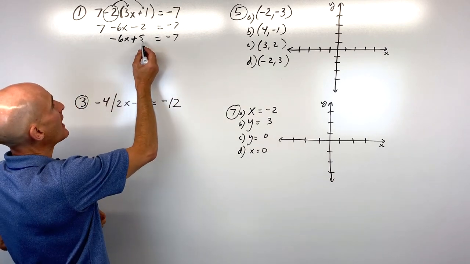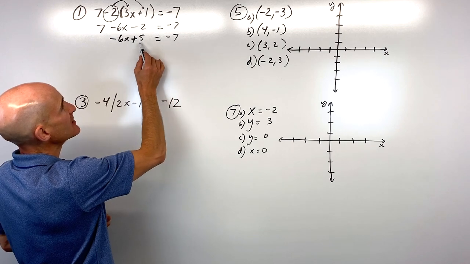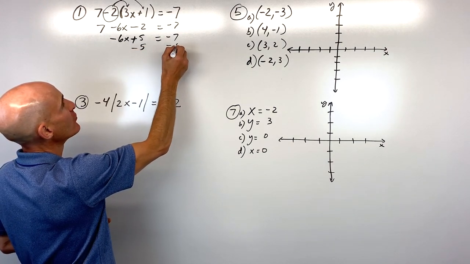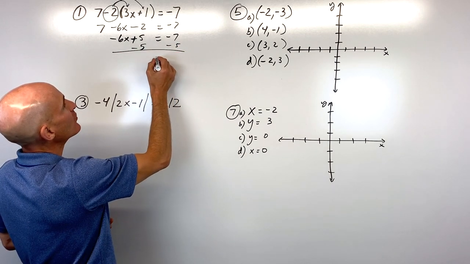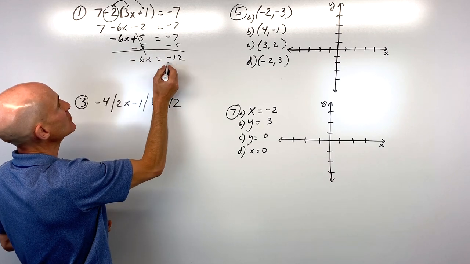I have the variables on the left, I want to get the numbers on the right. To get the numbers on the right, I have to get rid of them on the left. I'm going to do that by subtracting 5 from both sides. So if we do that, we get negative 12. These cancel. We have negative 6x equals negative 12.